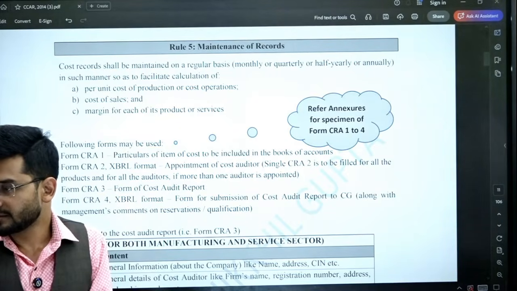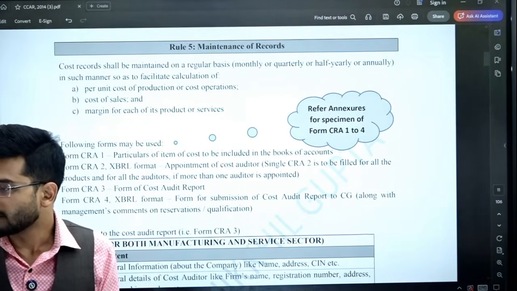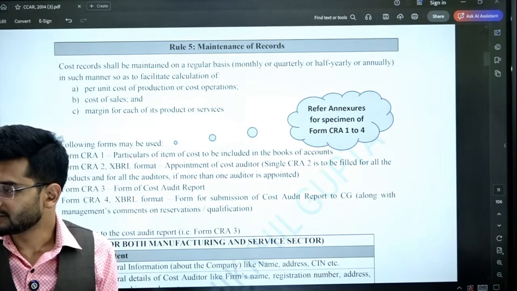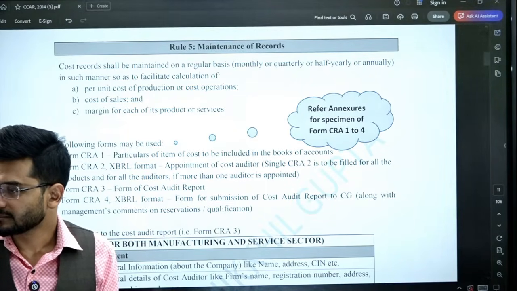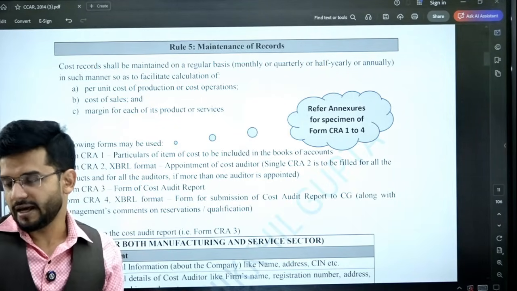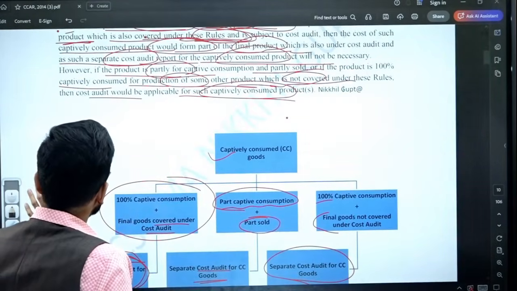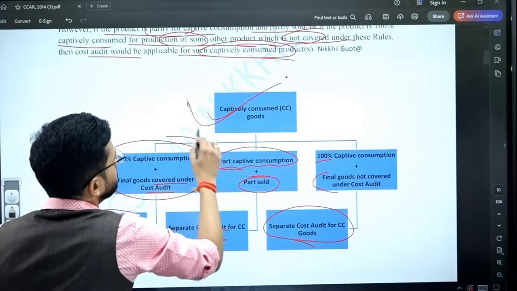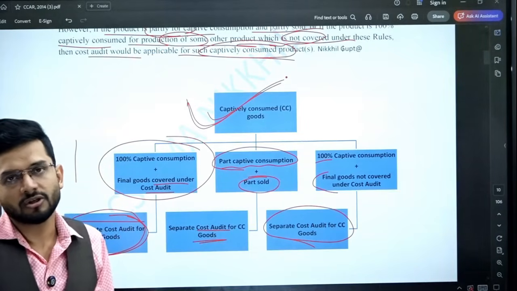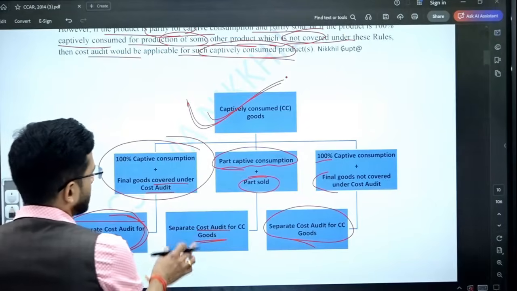Yes. What is the question? Yes, very good question. Sir, whether cost records will be applicable for both or not? Answer is yes, cost records will definitely be applicable if the captively consumed goods are being used in the product which is not covered under cost audit. Then even, the cost records will definitely be applicable for both the situations.